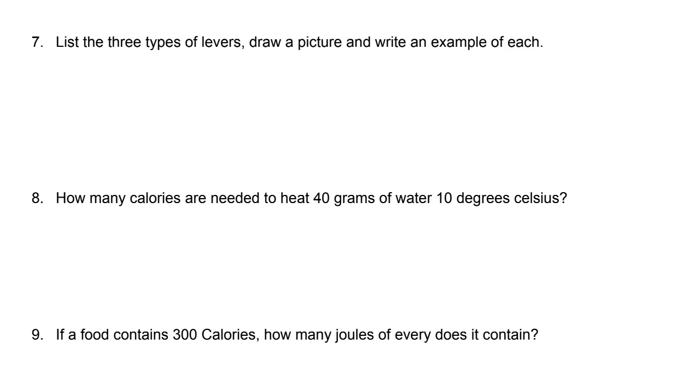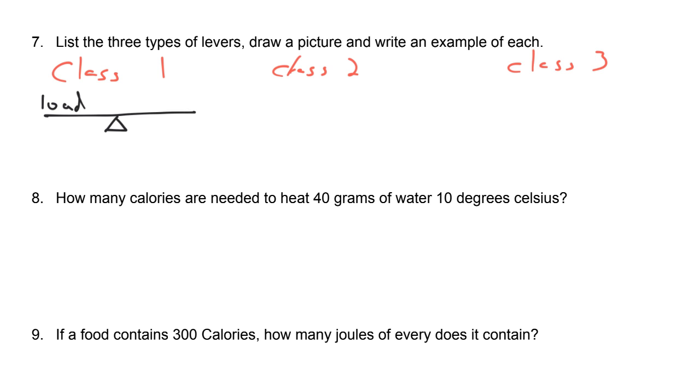All right, what are the 3 types of levers? So they are class 1, class 2, and class 3. Class 1 is your typical seesaw, where the load and the effort are on opposite sides of the fulcrum. All right, so we will just use a seesaw as our example of a class 1.